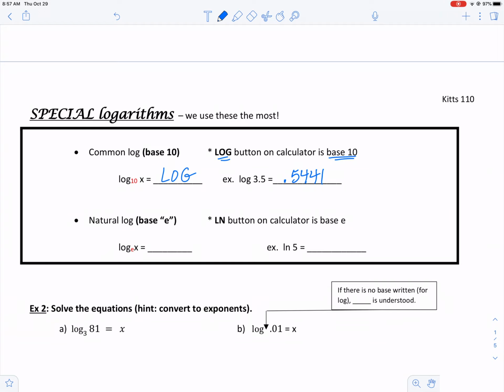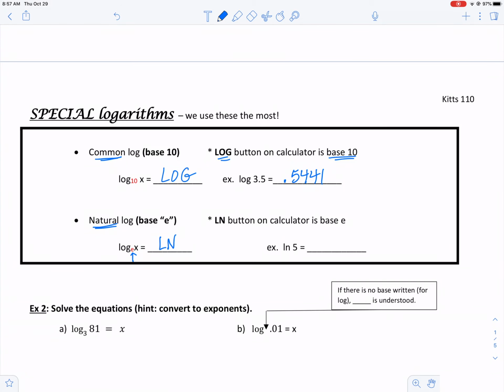Now there's another log that we take. It's log base e, because it happens all the time in business and finance. So we're going to have log base e, and that is our LN button. That's called the natural log. One is the common log, one is the natural log. A lot of people just call it the log and the LN.